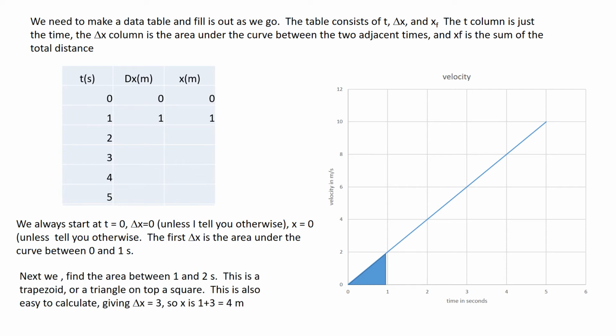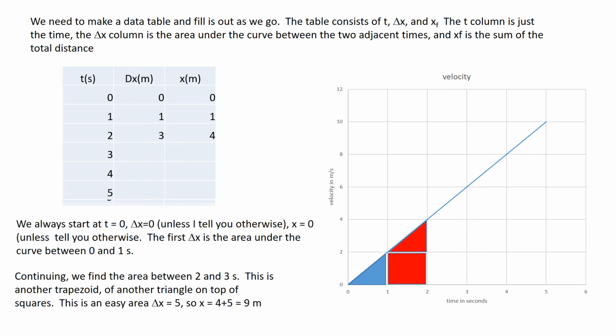Now I want to find the area between 1 and 2 seconds. This is also a trapezoid or a triangle with a square on the top. This is also easy to calculate, giving delta x of 3. So the x final would be 1 plus 3 equals 4. Here's the red triangle flying in. Notice the area of the triangle is 1. The area of the square underneath it is 2. 2 and 1 is 3, giving the 3. Filling in the table, we find that after 2 seconds, my delta x was 3 meters. Add that to the previous 1, giving me a final location of 4.